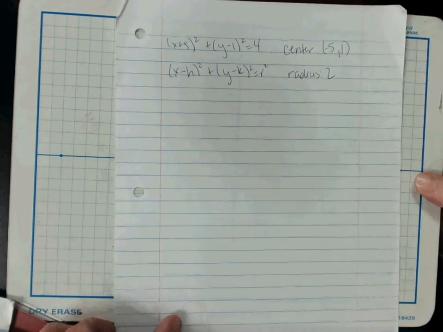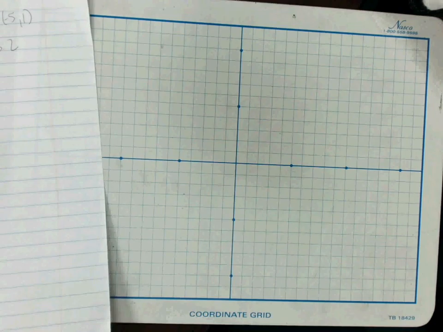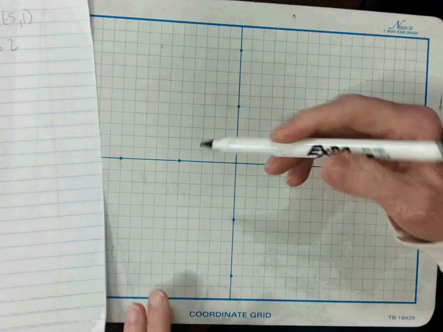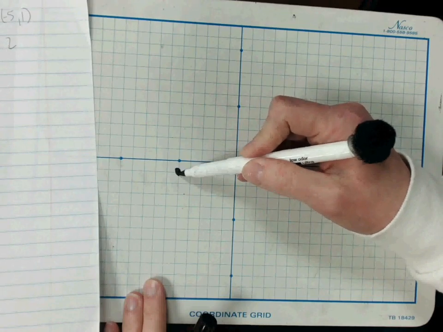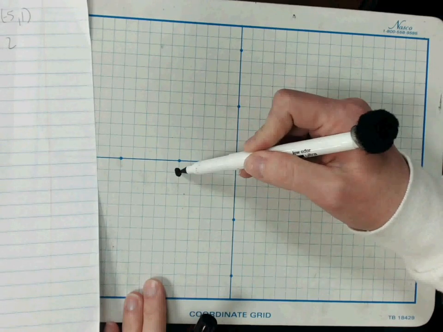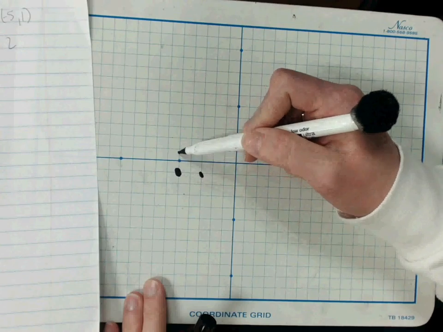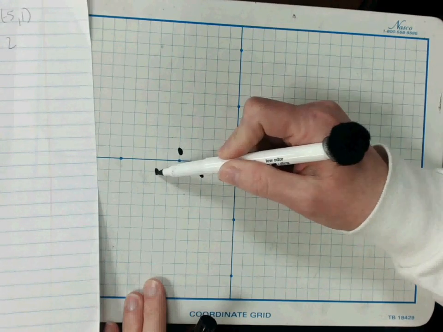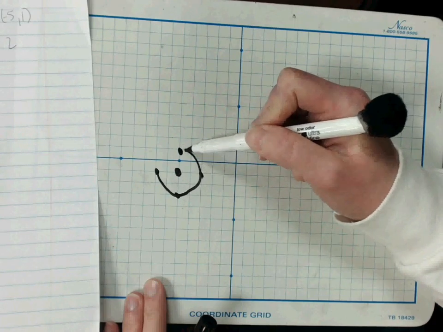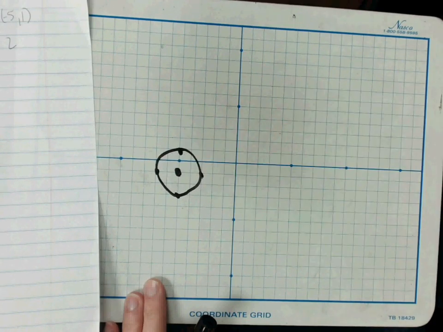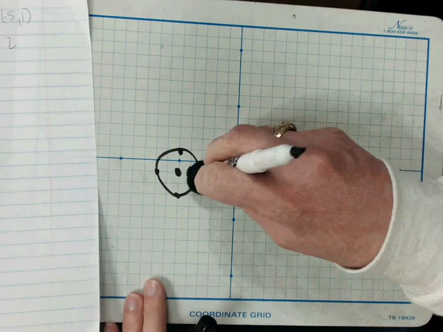So let's graph that. We've got a center at negative 5, 1. So I've got negative 5, I'll go up 1. There's my center. From my center, I'm going to move 2 in each direction. So I moved 2 there. From my center, I'm moving 2 in each direction. And then graph my circle, and I'm done. So that's our circle. Center at negative 5, 1. Radius of 2. Those are our easiest ones.